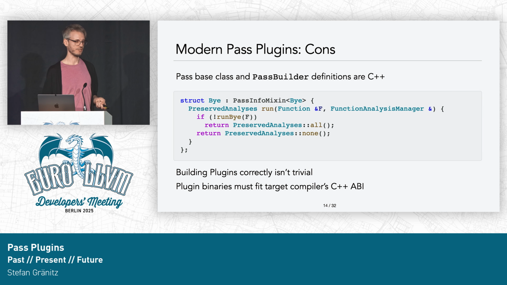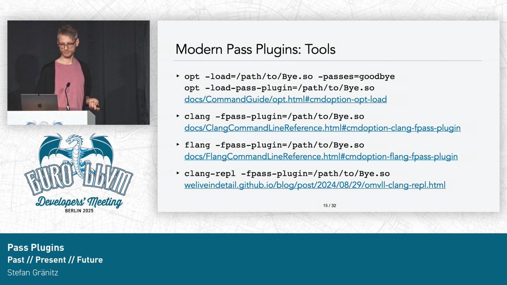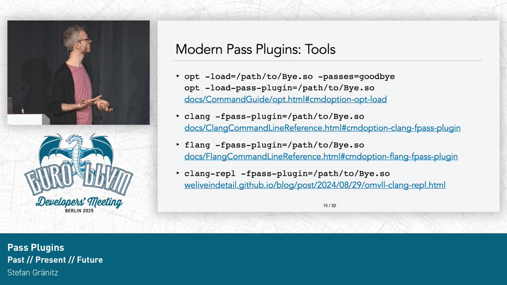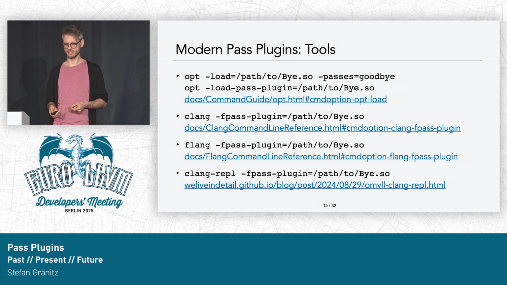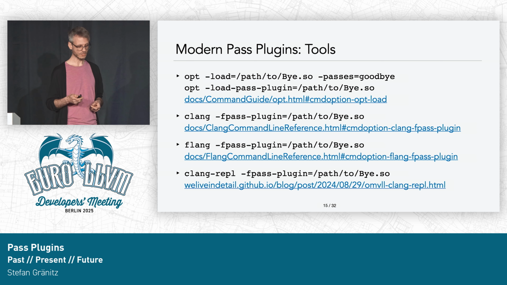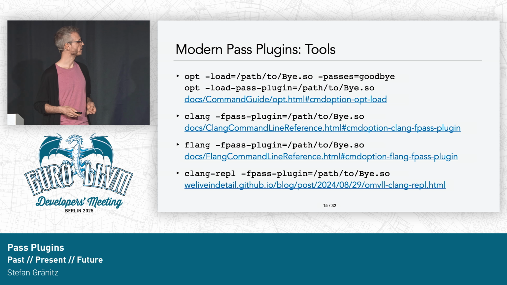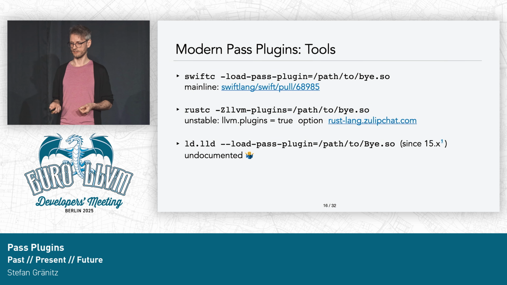We're coming back to this a bit later. The tools that support our plugins are, well, opt, of course. We can even select a path to run there. This is great for debugging and development. Then we can use that -f path plugin option for Clang, Flang, and Clang REPL, which I wrote a blog post about last year. And then we have support for LLVM path plugins in Swift on mainline now.